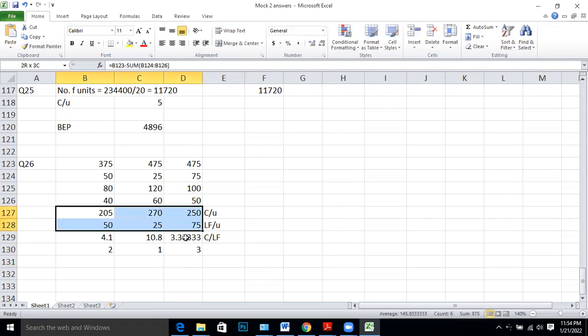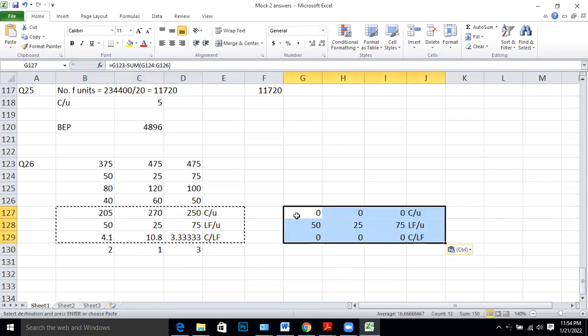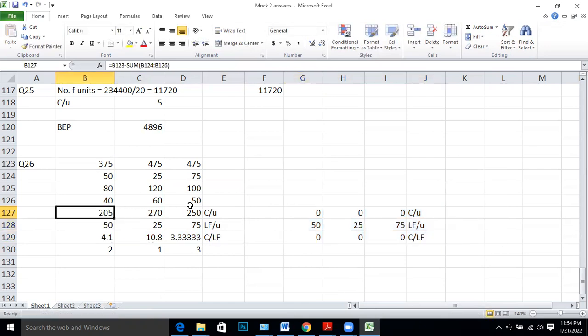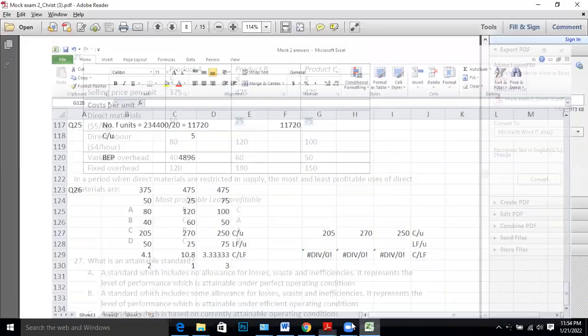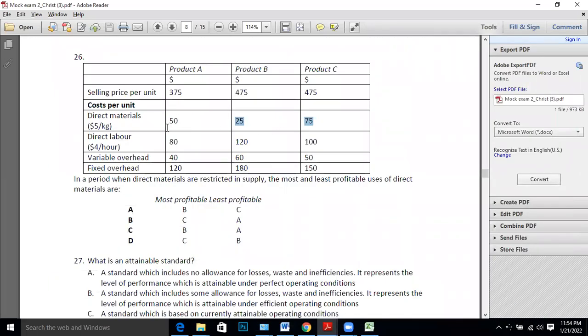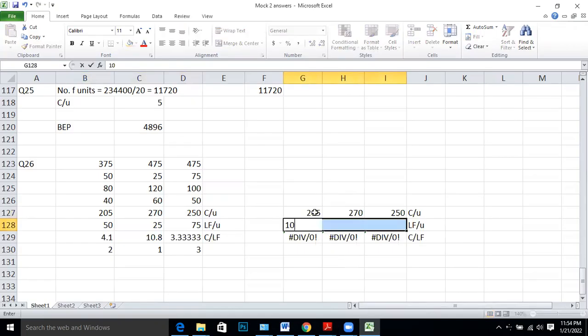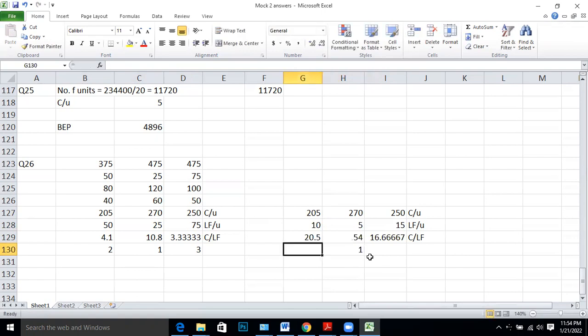At this point, let's say somebody has found the kilograms, rather than using these figures. Kilograms would be $50 at $5 per kilogram, so it has to be 10, 5 and 15. Based on these figures, now contribution per limiting factor, still the ranking is the same, right? 54, 20.5 and then 16.67.